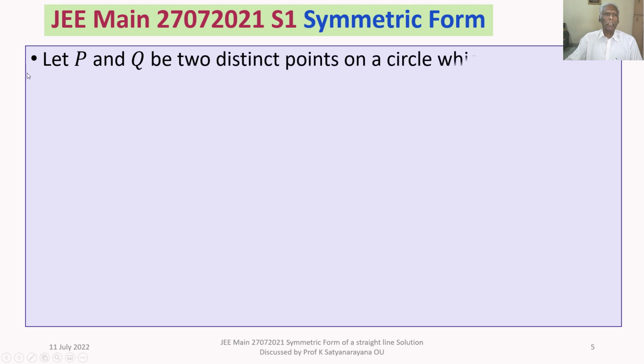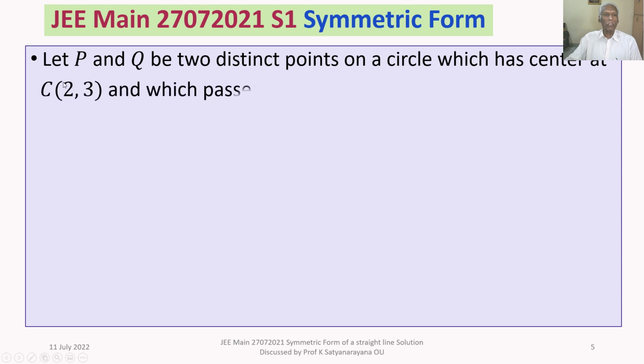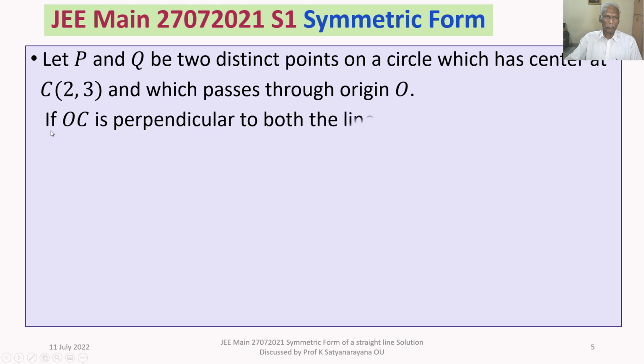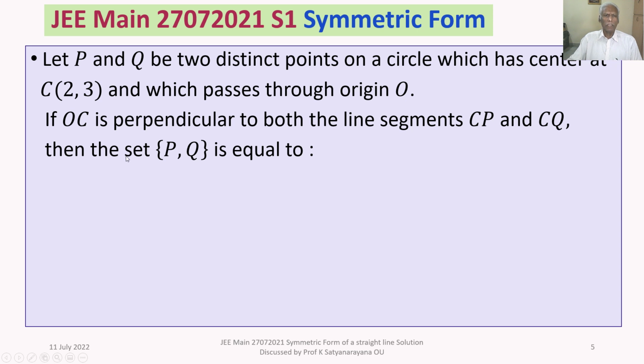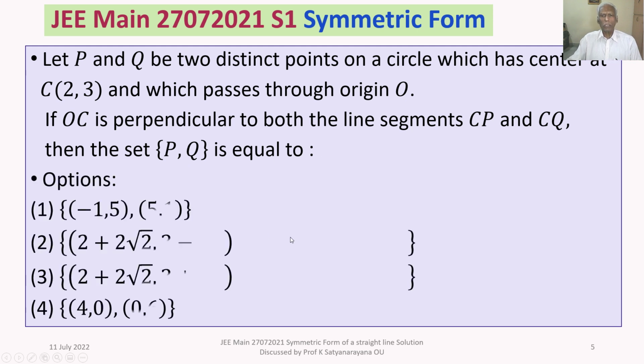The problem is, let P and Q be two distinct points on a circle which has center at C with coordinates (2, 3) and which passes through the origin O. If OC is perpendicular to both the line segments CP and CQ, then the set consisting of points P, Q is equal to. The four options are given.